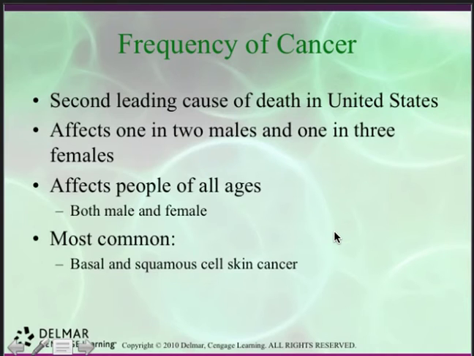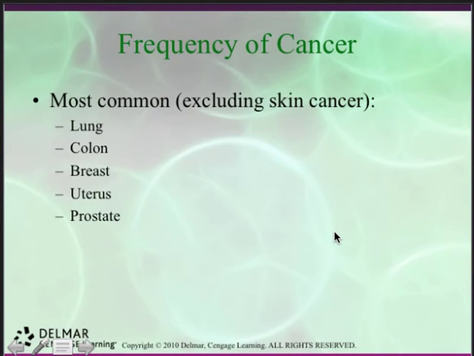Cancer is the second leading cause of death in the United States. The leading cause is heart disease. It affects 1 in 2 males and 1 in 3 females, and it affects people of all ages of either sex. The most common cancers are basal and squamous cell skin cancer. These are carcinomas. The most common cancers excluding the skin cancers include lung cancer, colon, breast, uterus, and prostate cancer.